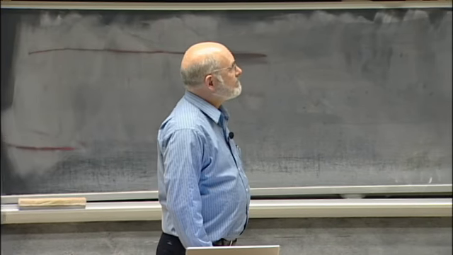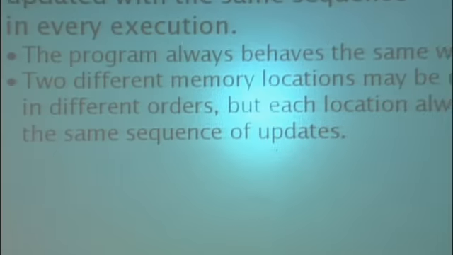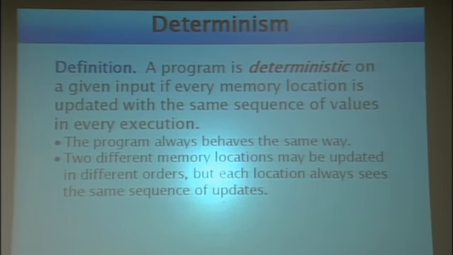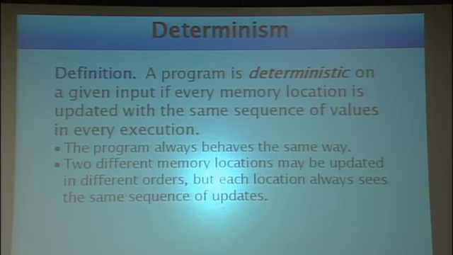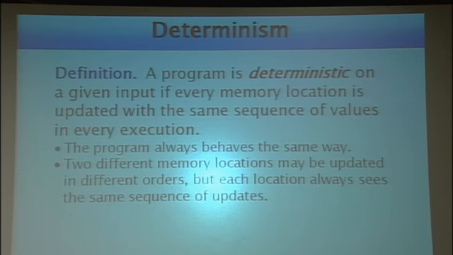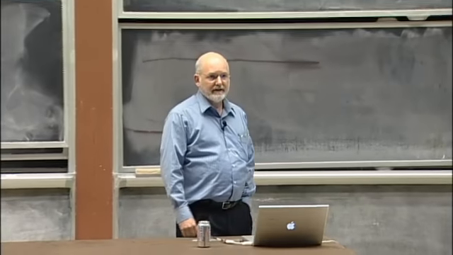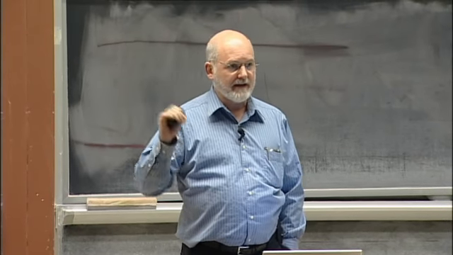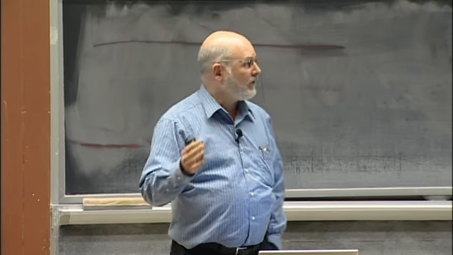We've been looking mostly at deterministic programs. A program is deterministic on a given input if every memory location is updated with the same sequence of values in every execution. If you look at the memory of the machine, you can view that as essentially the state of the machine. And if you're always updating every memory location with exactly the same sequence of values, then the program is deterministic.